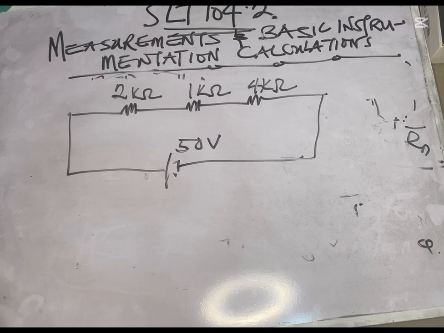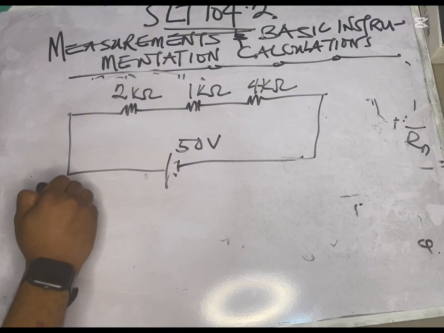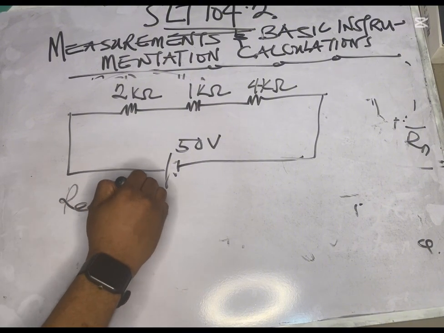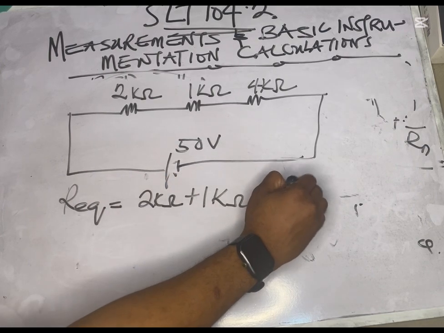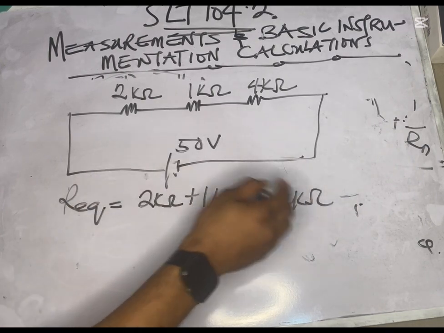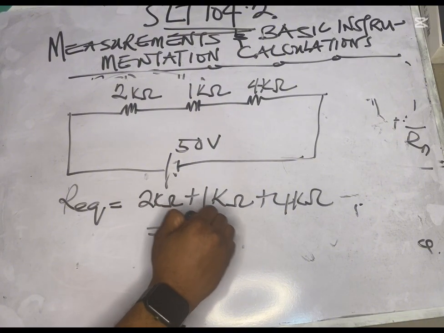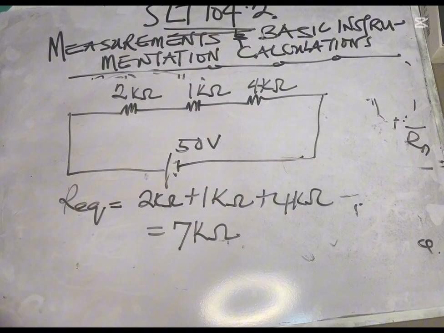How do you go about it? Very simple. Please continue watching this video. There are lots of things I'm going to be showing you. Basically, your total resistance R_eq now becomes 2 kilo ohms plus 1 kilo ohm plus 4 kilo ohms. 2 plus 1 is 3, 3 plus 4 is 7. So 7 kilo ohms is your total resistance.